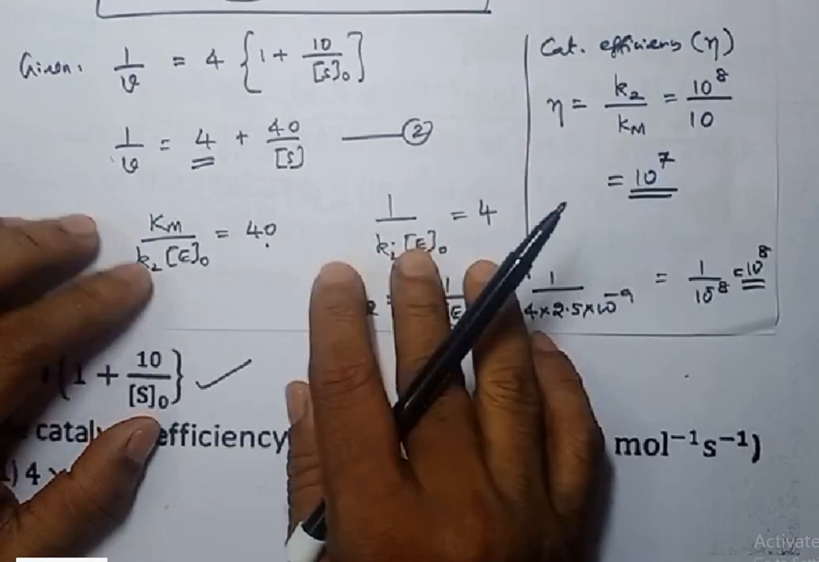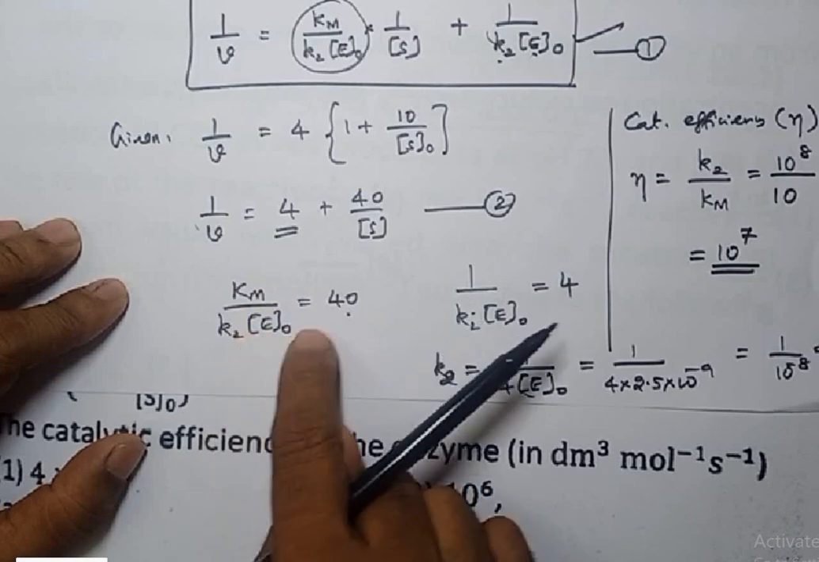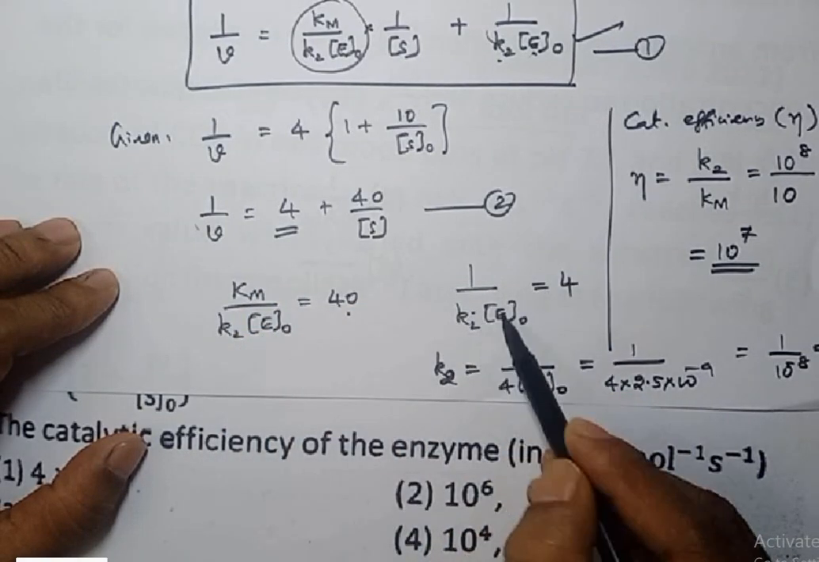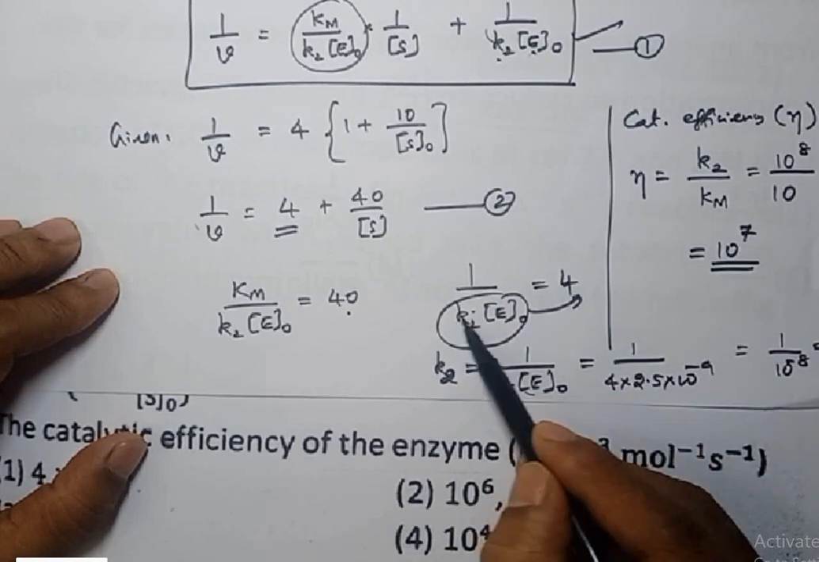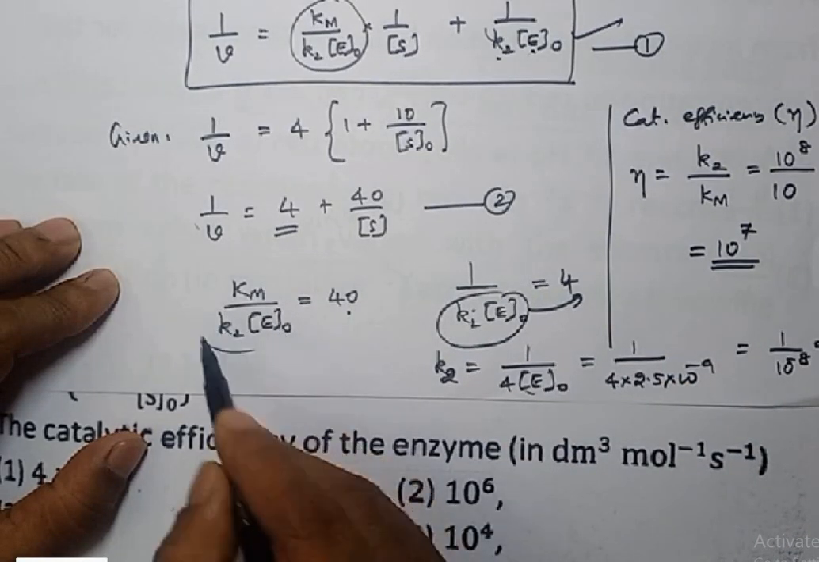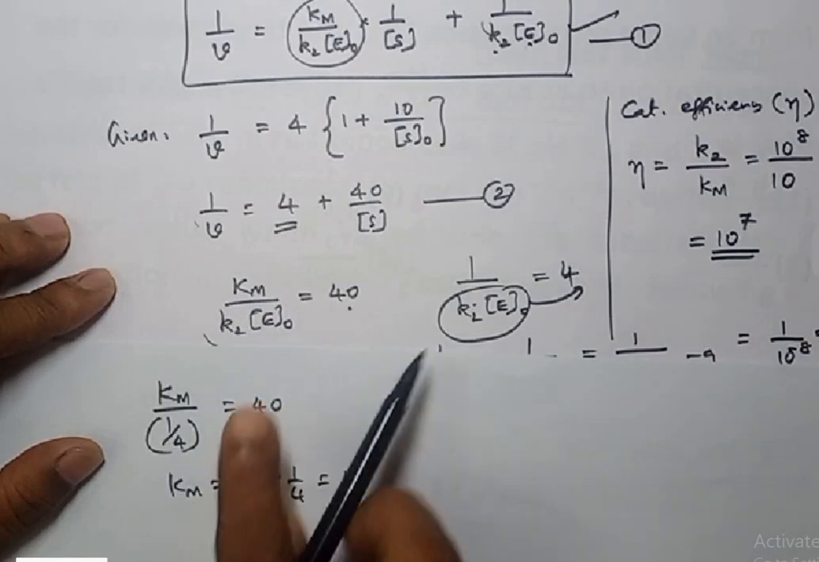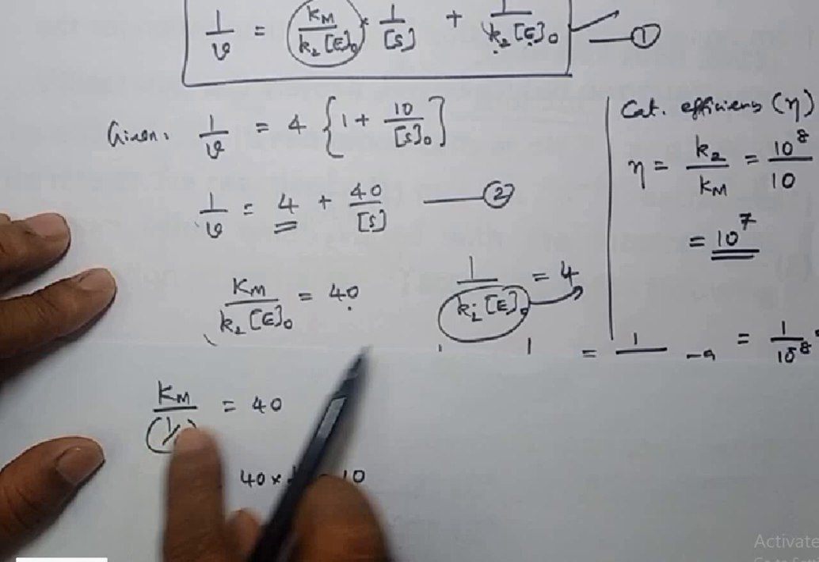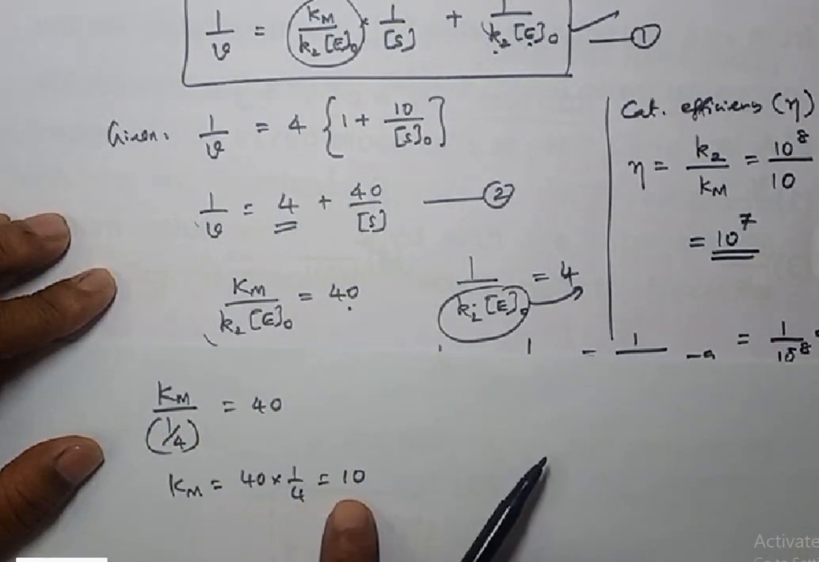Then what is Km? Listen, you take this expression, Km by K2 into E naught equal to 40. We know very well, what is K2 into E naught? Bring K2 into E naught to the right hand side and bring 4 here. So K2 into E naught equal to 1 by 4. In the place of K2 into E naught, you put 1 by 4, which is equal to 40. Keep Km as such. Bring the 1 by 4 here. So 40 into 1 by 4 will give 10. This is the value of Km.